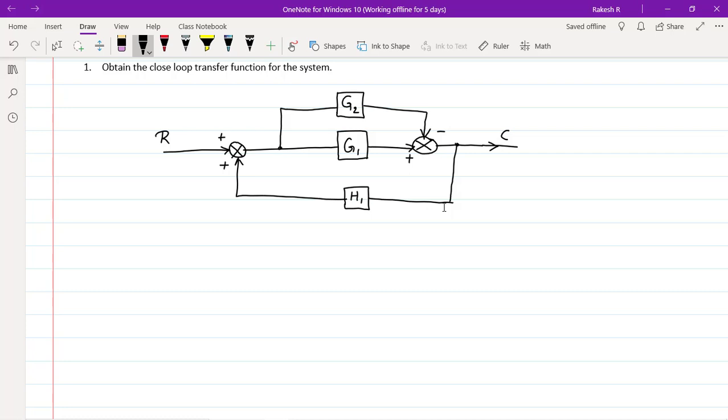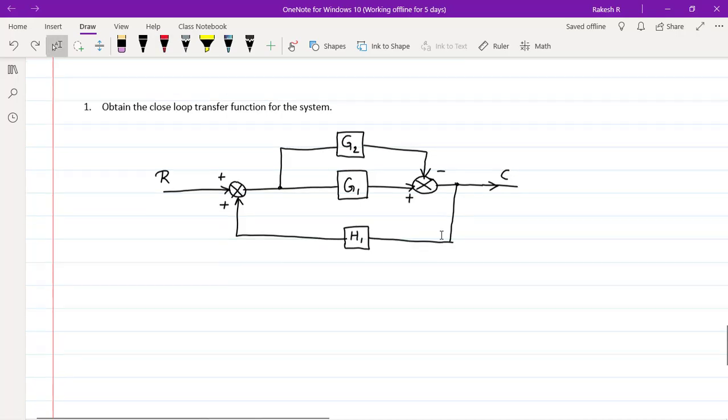While looking at this, you can see here, this is the minor loop. Sorry, this is not a minor loop. It is step number 2, that is, the blocks which are in parallel.